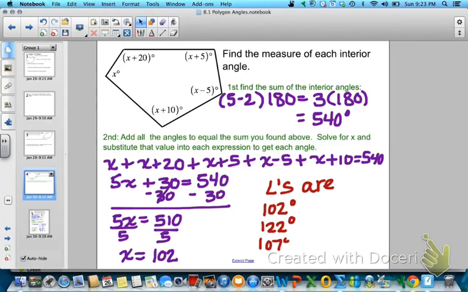Then take 102 plus 5 to give you 107. Then 102 minus 5 to get 97. And then 102 plus 10 to get 112 degrees.